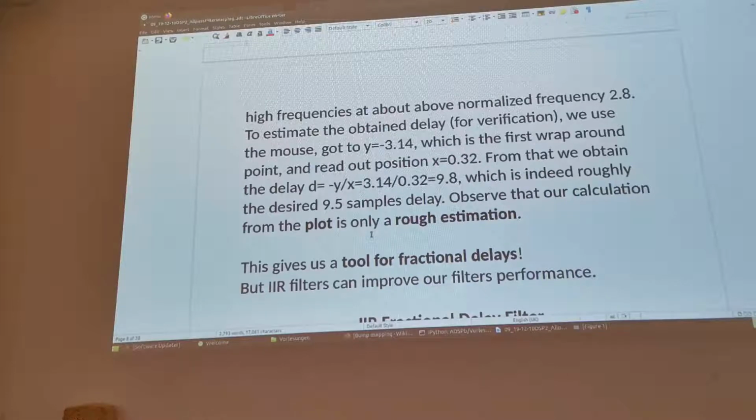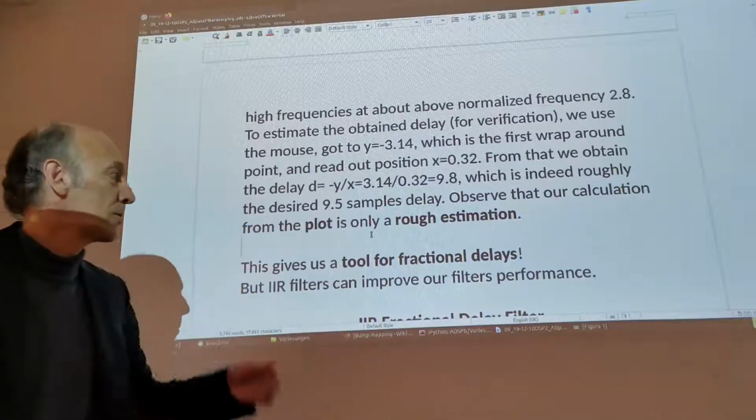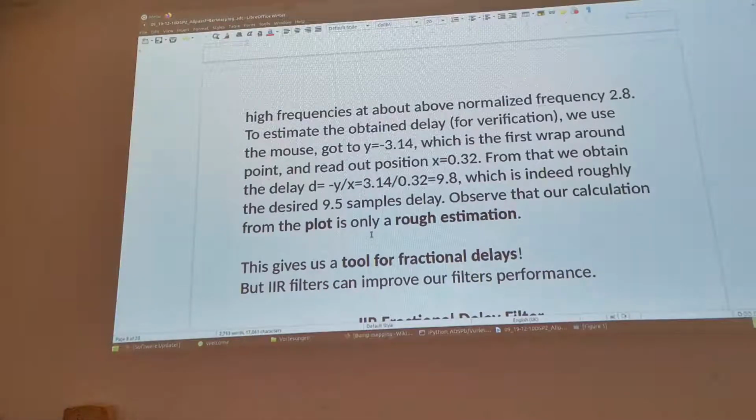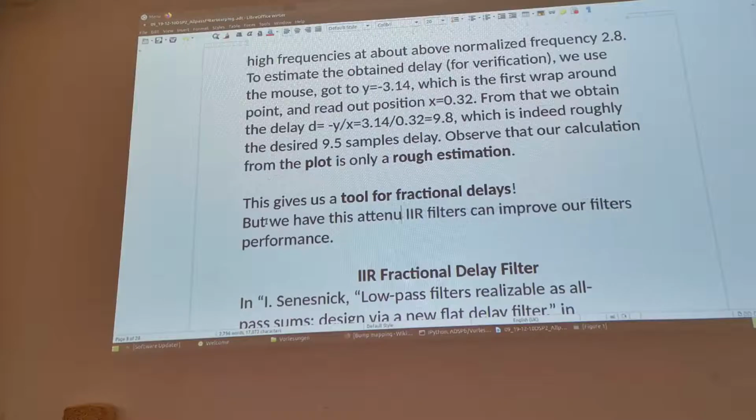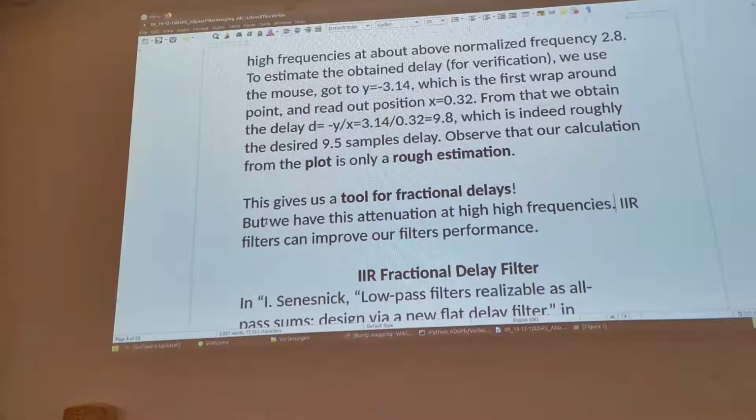So basically, it gives us the delay, but it has this attenuation at high frequencies. And this attenuation is not so good. So here we have true fractional delays, but we have this attenuation at high frequencies. So hence IIR filters can improve our performance.